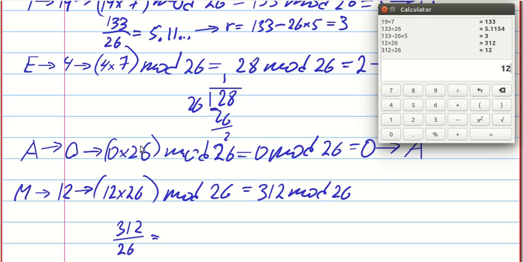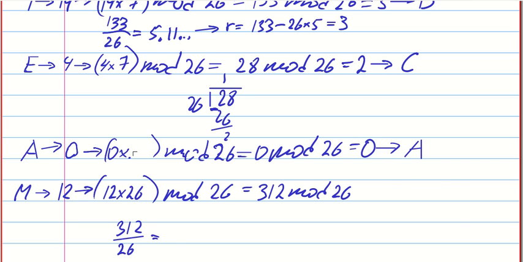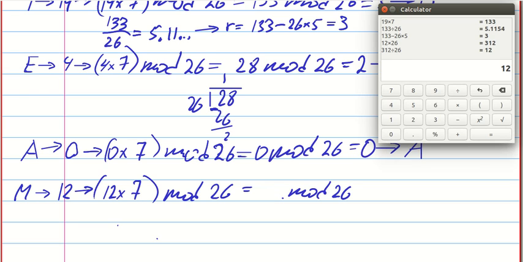Mistake, right? Made 2 mistakes. I have to multiply. Something went wrong here. Let me fix it. So I multiply by 26, but this is 7. The key is 7. I have to multiply by 7, not by the number of letters in the alphabet. Still get 0, still get A. This is fine, but this one is wrong. So let me fix it.